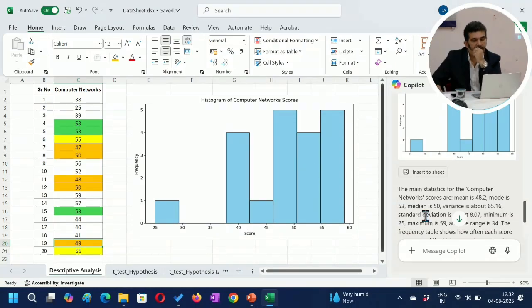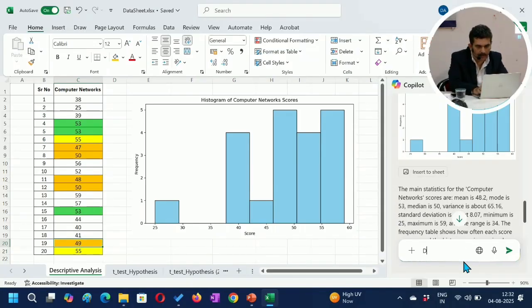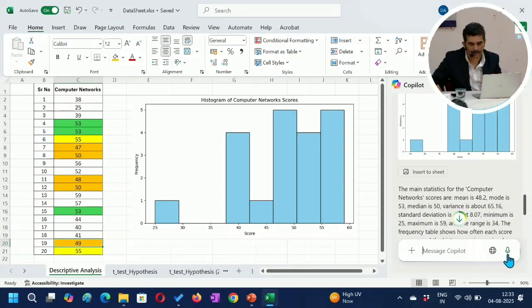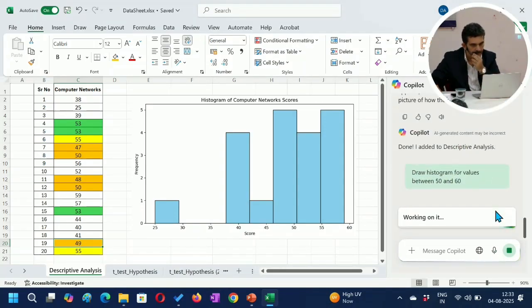Yes, you can state the range. You have to write, I will write the prompt, find out or draw histogram for values between, you can specify any range. Let's say between 50 and 60. So draw histogram for values between 50 and 60. Just write a prompt, it will give you immediately. Almost there.